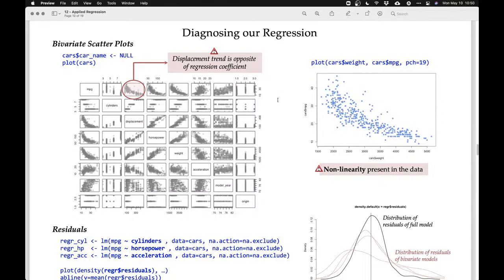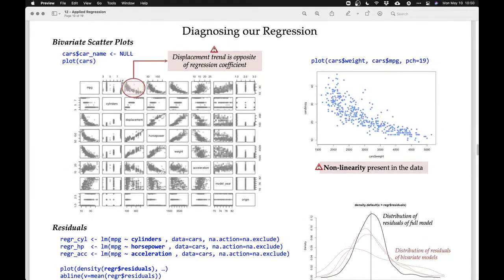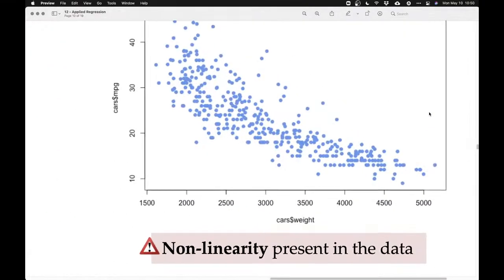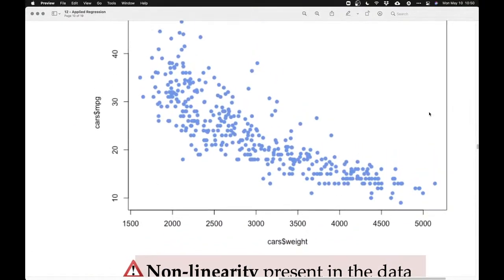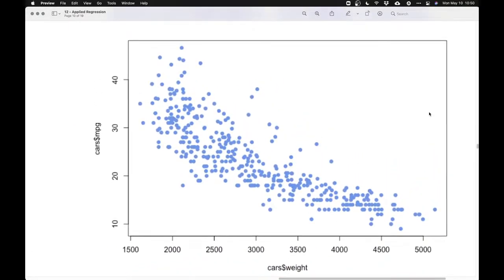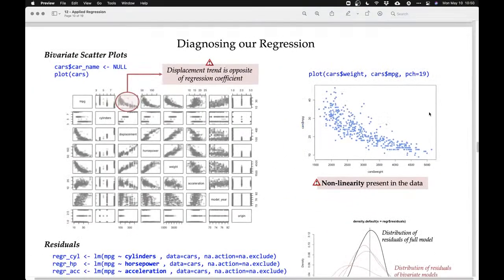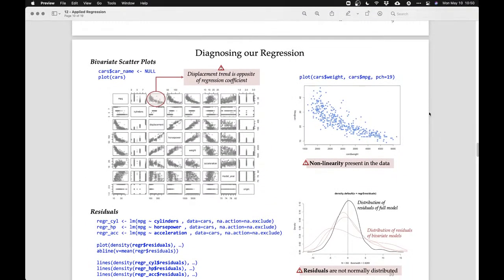All right, let's move on. So we got several problems we identified. One is nonlinearity. Let's start with that one. Our data is not linear, so what do these slopes even mean? All right. Okay, let's take a look.